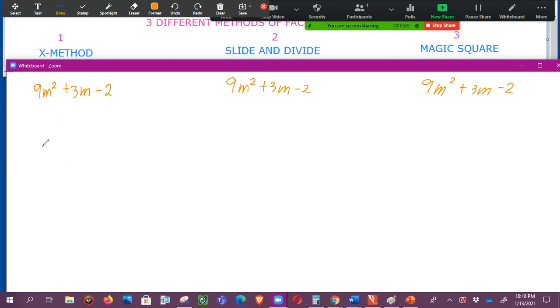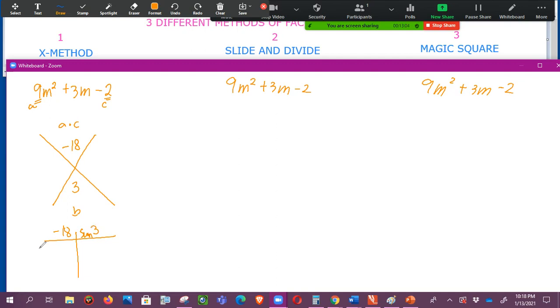All right, X method. So I'm going to draw the big X again. Multiply the 9, or the a value, to the c value, which is negative 2. So a times c will give me negative 18. Now, the b value would be at the bottom part. The b is positive 3. Now, we need to think of a factor for negative 18 that will make a sum of positive 3. Again, sum of positive 3.